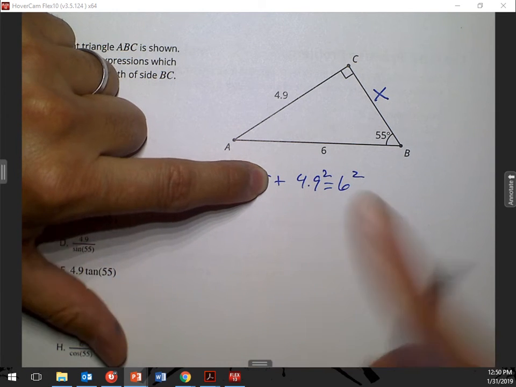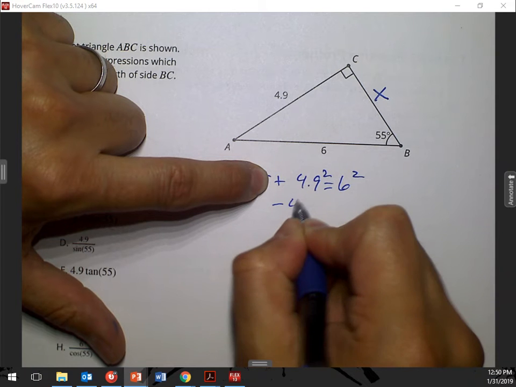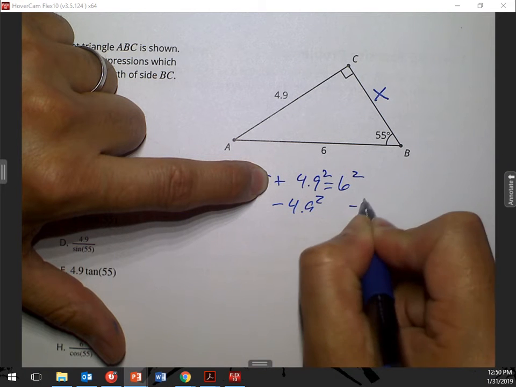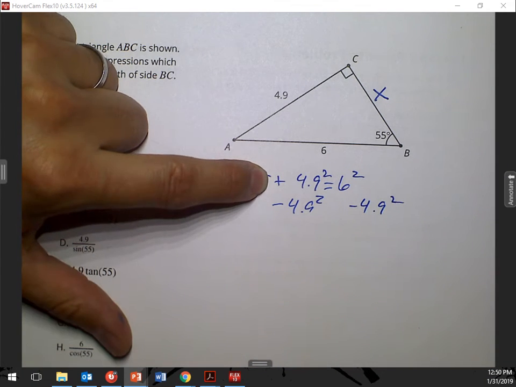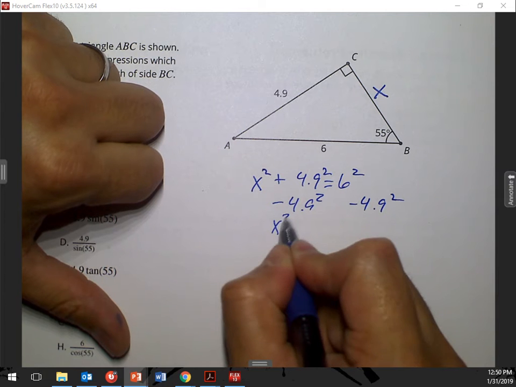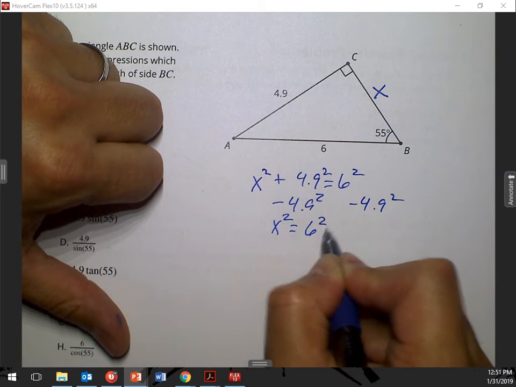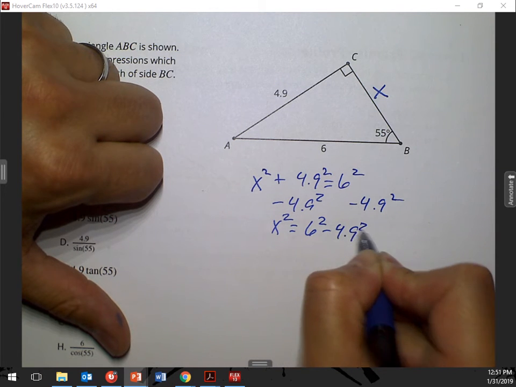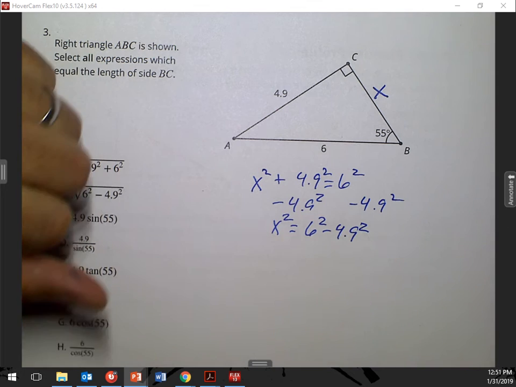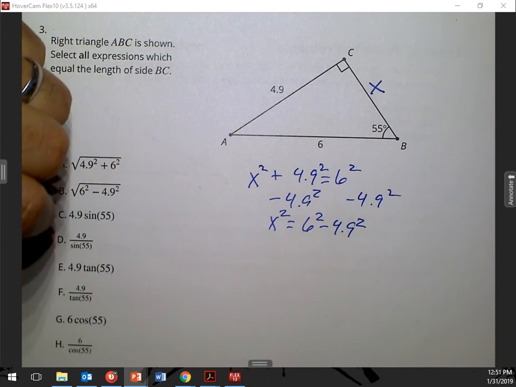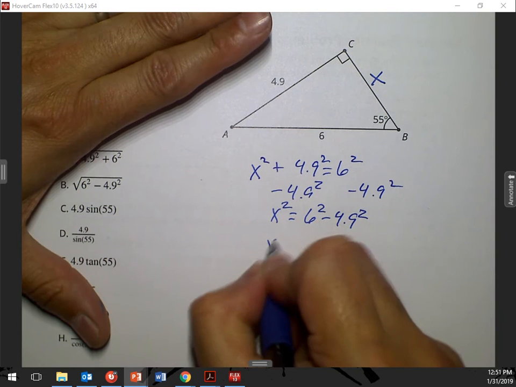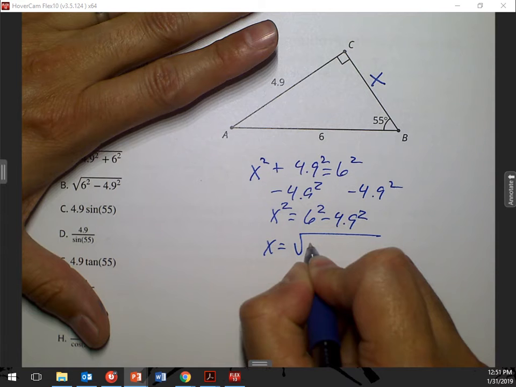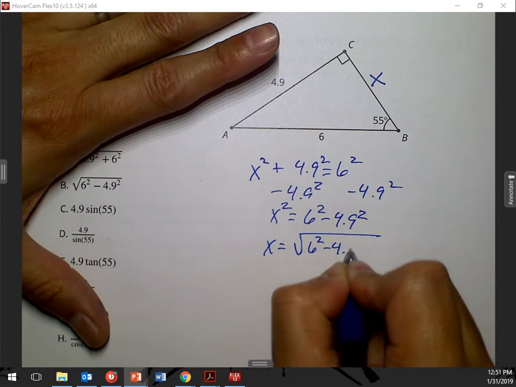Subtract. Subtract, very good. Subtract 4.9 squared. Okay, so that's going to leave me with x squared is equal to 6 squared minus 4.9 squared. How do I undo a square? Square root. So x is equal to the square root of 6 squared minus 4.9 squared.